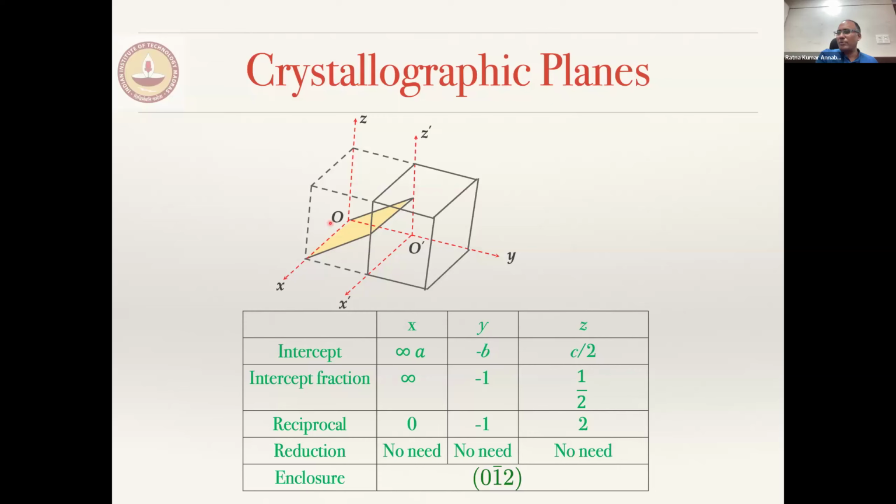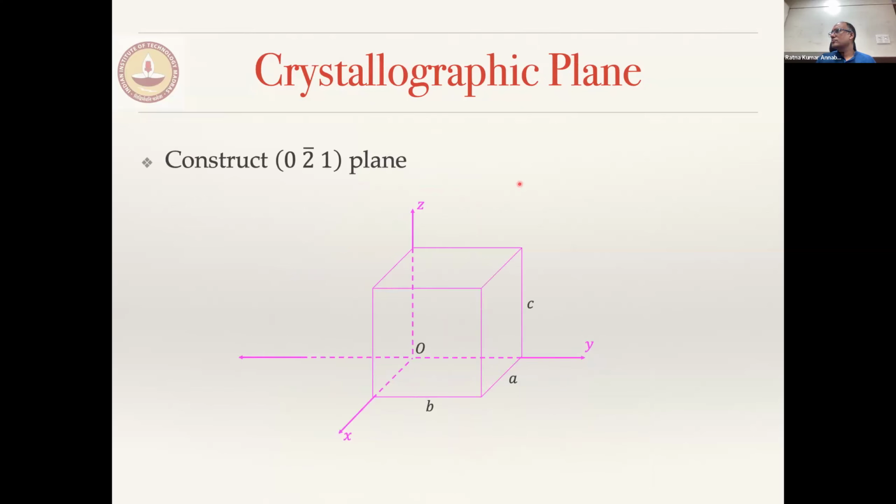That is the Miller index for that plane. Is that clear? Yes, sir. Okay, good. So now I would like you to construct this plane. You try on your own.